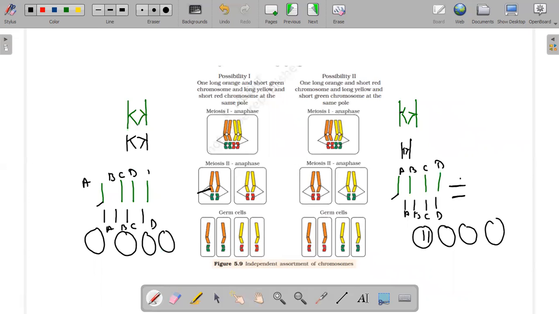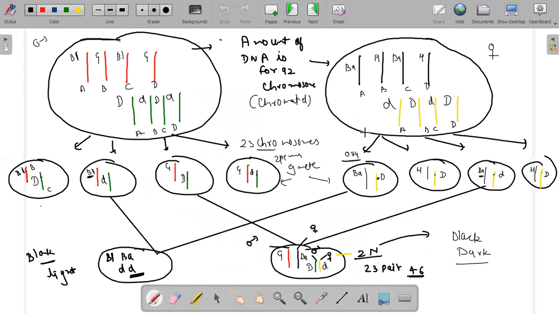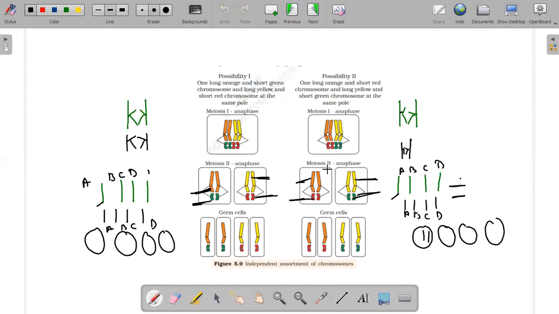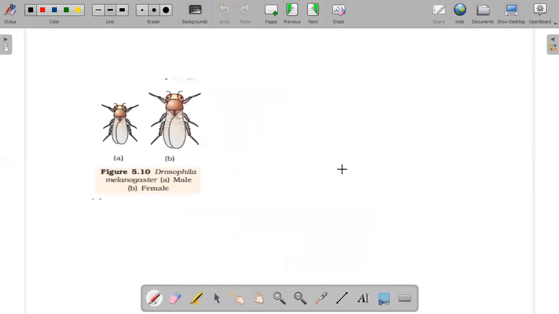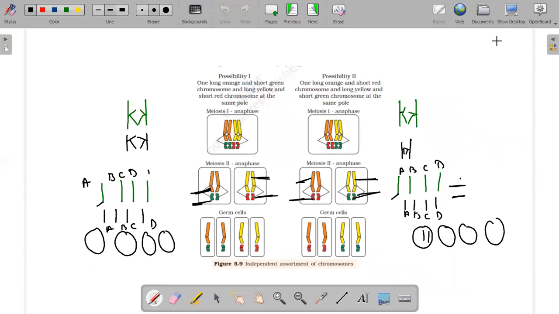Okay, here you can see that orange ones are pairing with green ones, and here the yellow ones are pairing with red ones, and here you can see that orange are pairing with red, and yellow are pairing with green. Okay, I explained this thing in a much more detailed manner here. They are doing the same thing, but this is actually a shortcut. So any random pair of chromosomes can pair with any random pair of another chromosome.